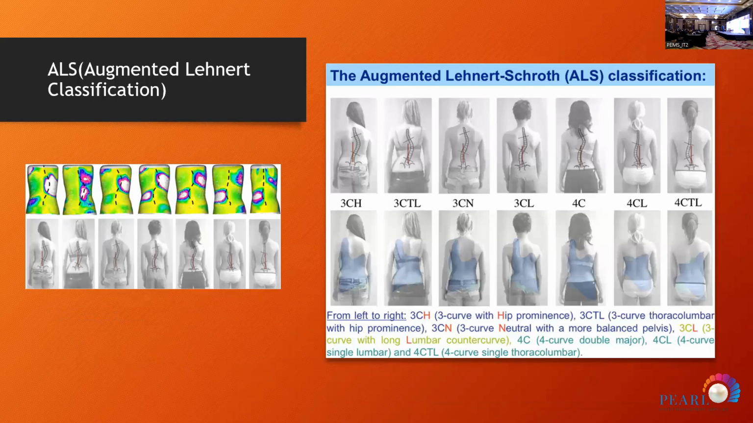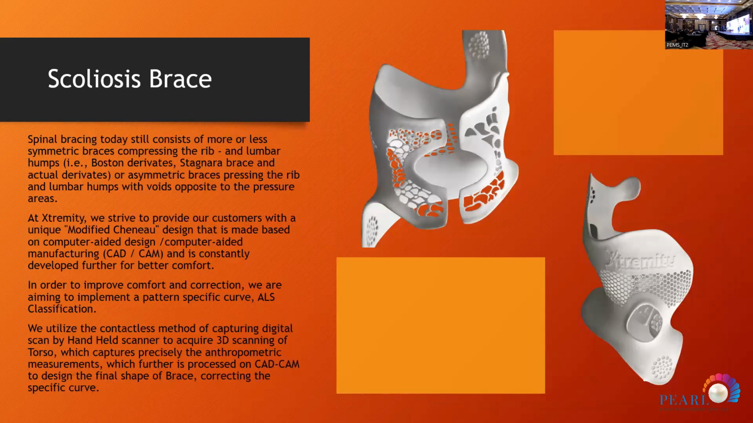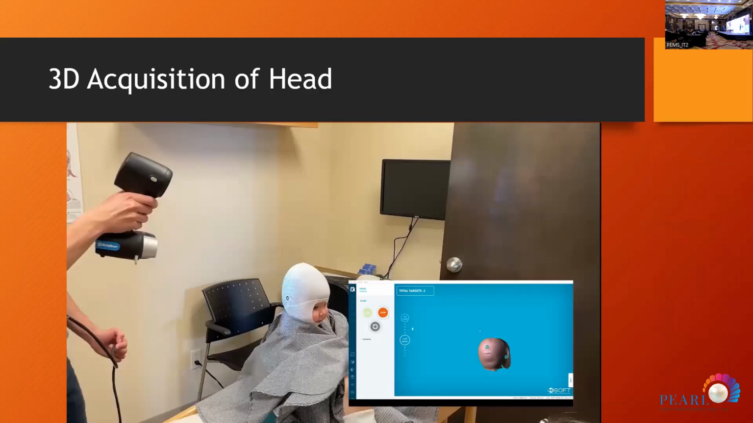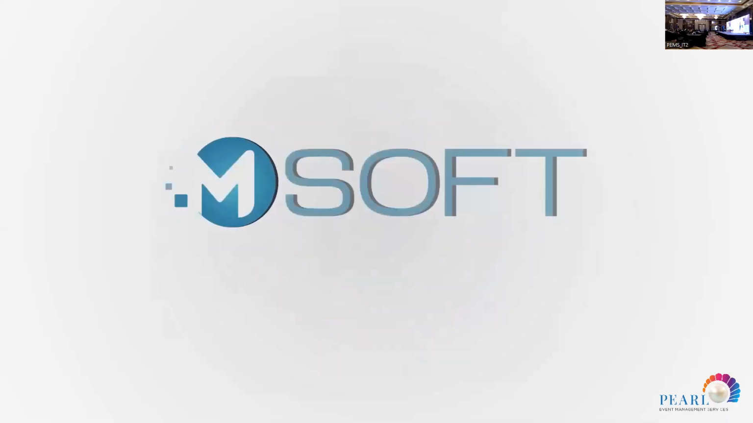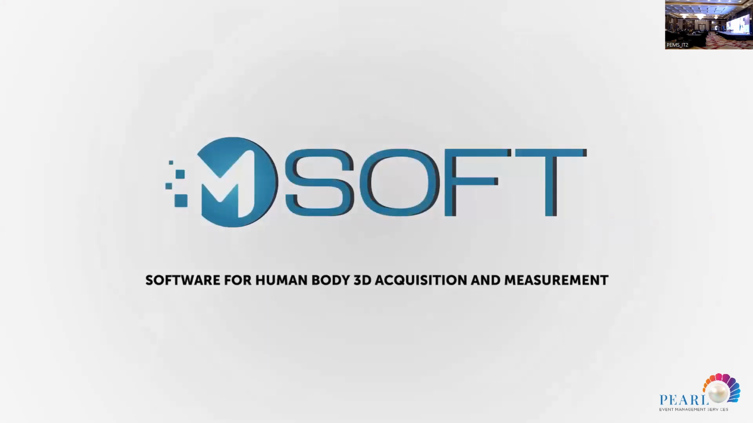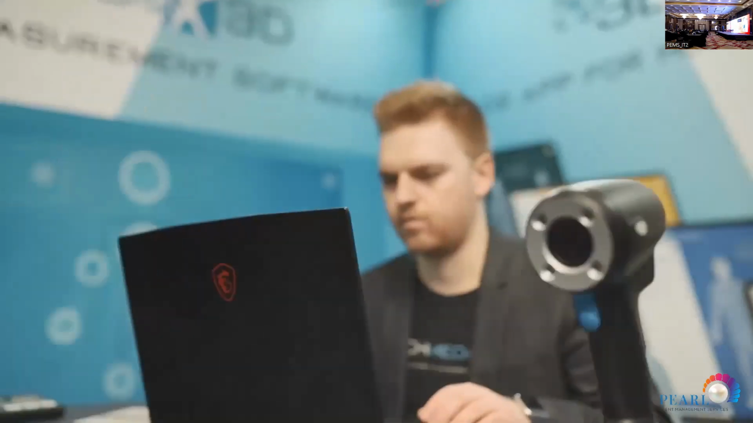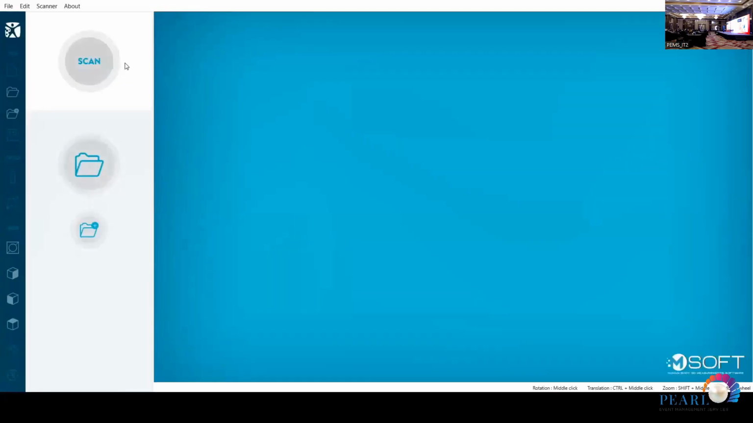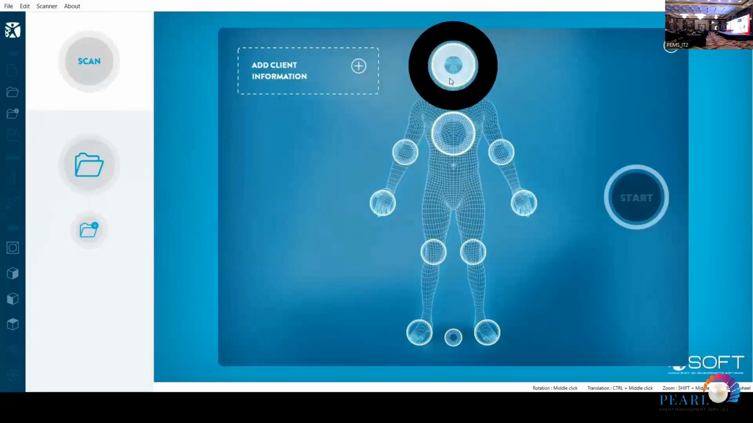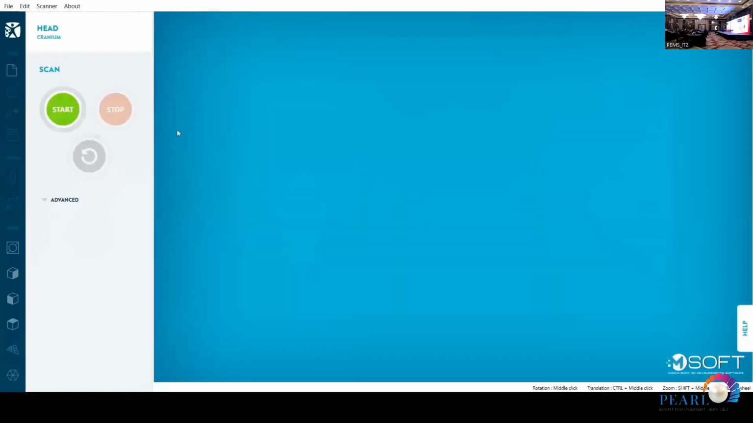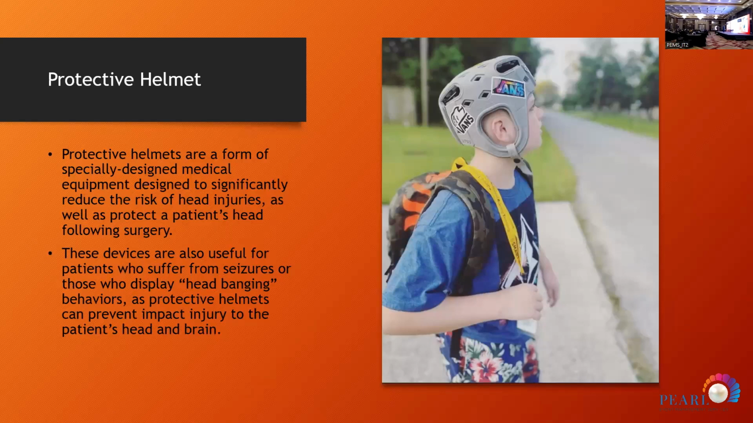Imagine the same thing happening with the help of plaster. That's very messy and not that comfortable for your kid at such an early age. So that's how we do the 3D measurement. These are the protective helmets, especially in the case of cerebral palsy, where the patients have a feature of head banging. You can customize them, not 3D printed, but rather with any sort of flexible materials as well.